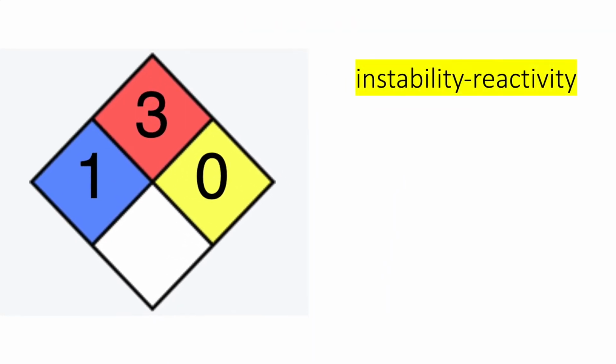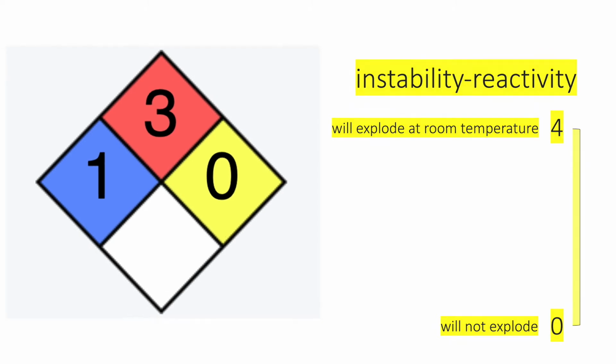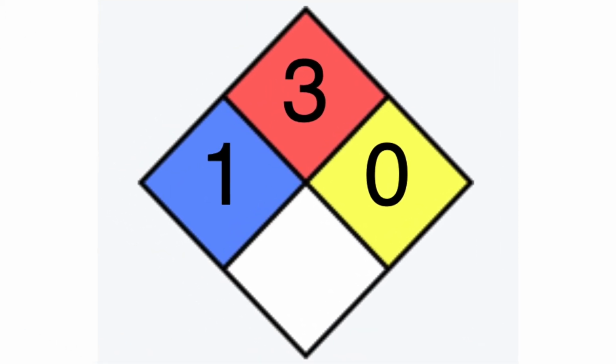The yellow diamond on the right represents a molecule's instability or reactivity. That's also on a scale from 0 to 4, where 0 means a molecule will not explode, and 4 means it will explode at room temperature if disturbed. Because acetone is a 0 on that scale, that means you can shake acetone up in a container and it will not explode at room temperature. The white blank diamond at the bottom means there are no special considerations you have to think about when dealing with acetone outside of the health, flammability, and instability considerations.